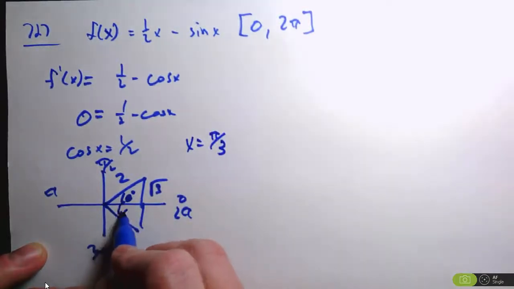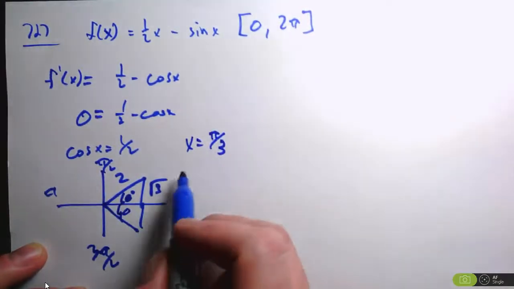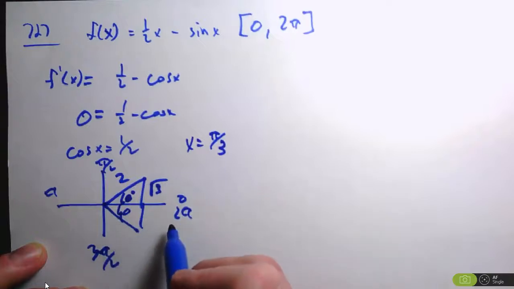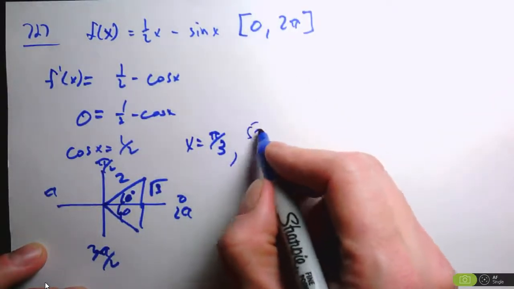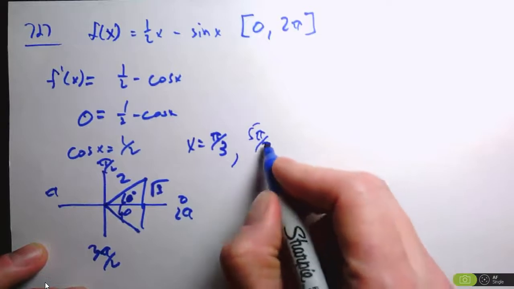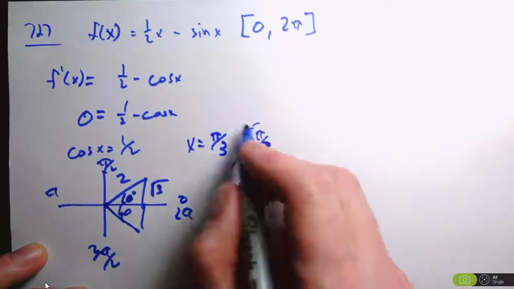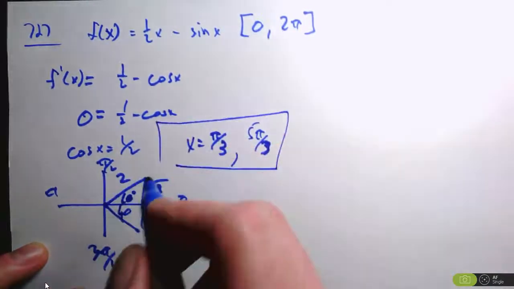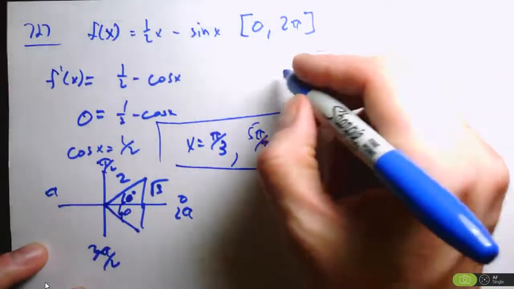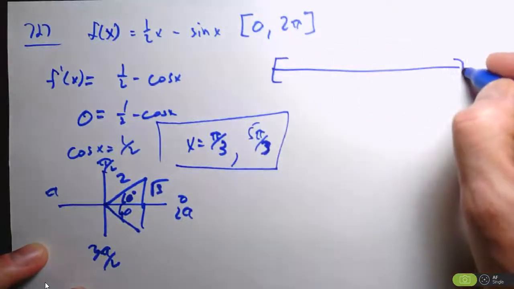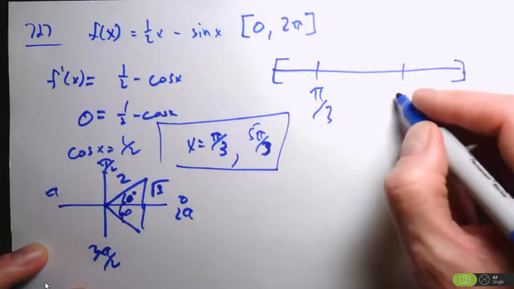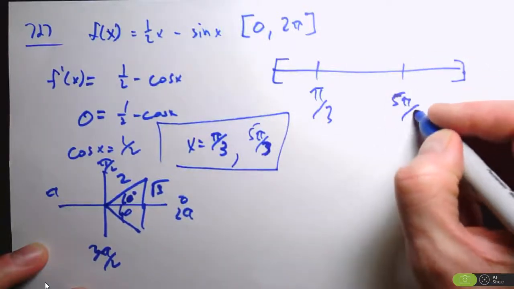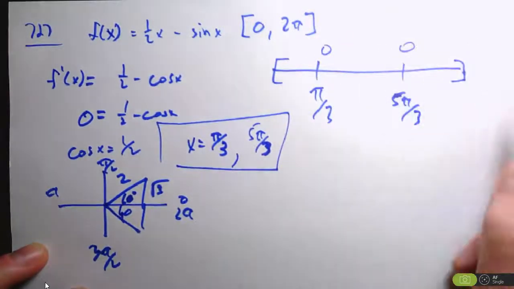And then we're at a 60-degree reference angle again, which means we're actually going to be pi over 3 short of 2 pi. So that means we're also at 5 pi over 3. That's sloppy, but it's 5 pi over 3. So there are two values we're looking at. So I'm going to look at my number line then for increasing, decreasing. Pi over 3, 5 pi over 3, 0, 0.